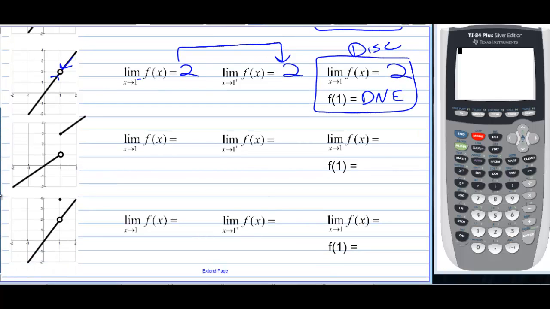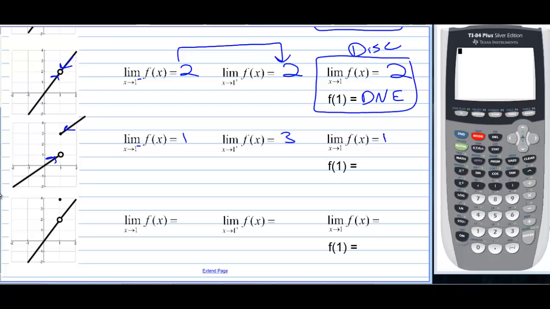The third example is, of course, a jump discontinuity. So we have a limit as x approaches 1 from the left. The limit is 1, even though it never gets there. There's a hole in the graph there. It never gets there, but that's what it's getting closer to. The limit as x approaches 1 from the right is up here at 3.